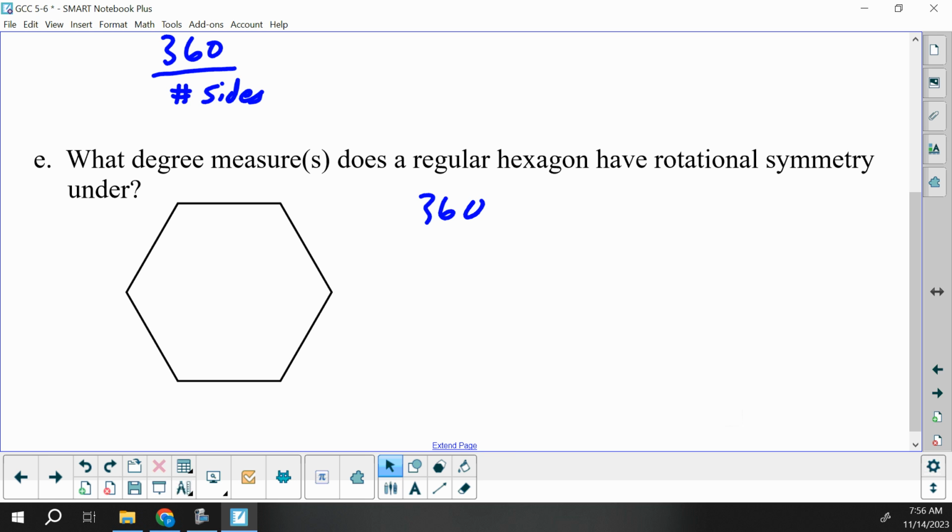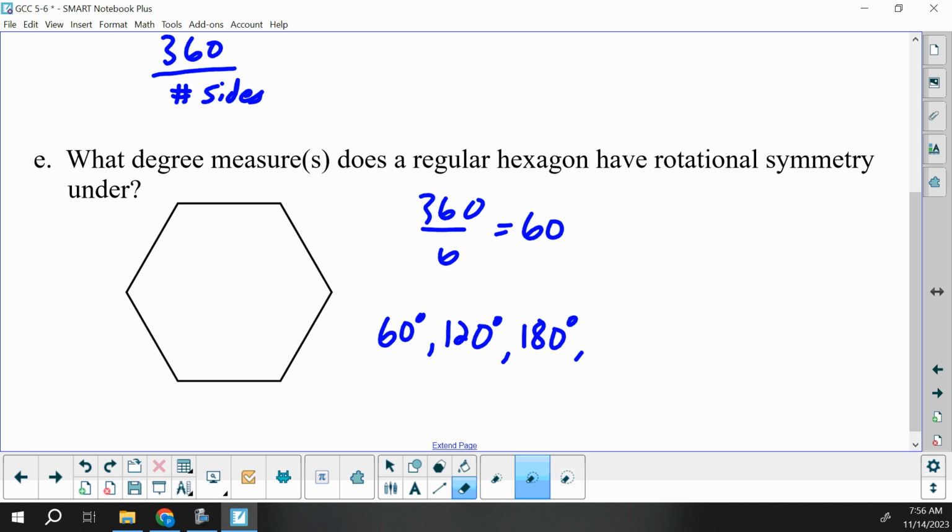So we wanted to do 360 divided by 6, which would give us 60. So 60 degrees is our first degree of rotational symmetry. Add on another 60, you get 120. Another 60 would give us 180. Another 60 would give us 240. And then another 60 would give us 300 degrees. If we did 60 from there, we would just get 360, so we're back to where we started.